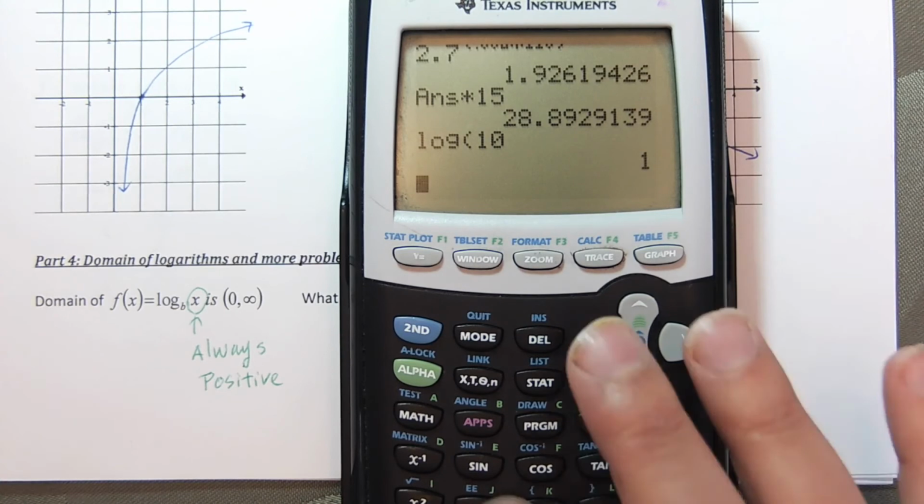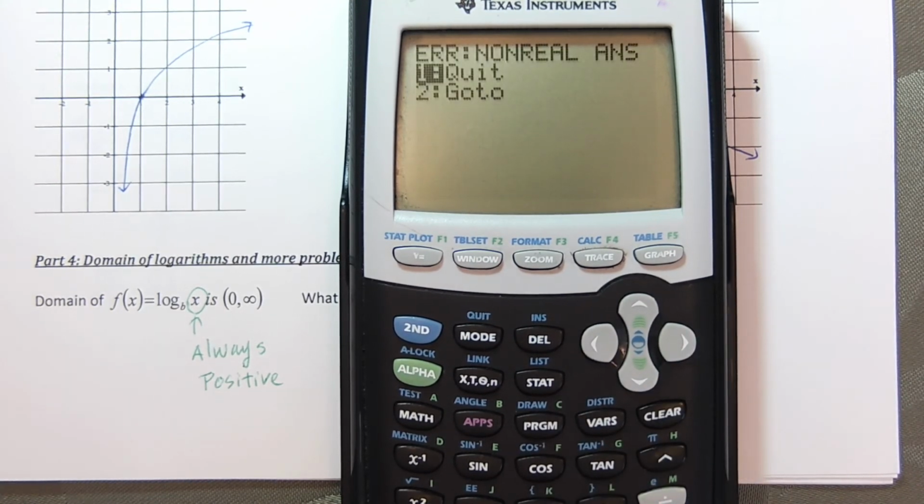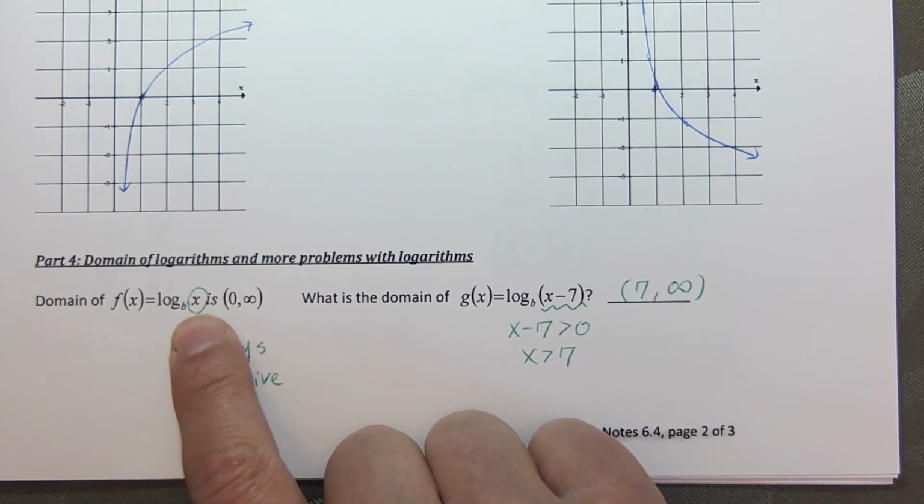But if I take the log of negative 10, it's not going to like that. So it doesn't like that. We can't take the log of negative numbers. We can using complex numbers in higher mathematics, but that's way outside the scope of this course. So we're just going to say whatever the domain there is, it's got to be positive.